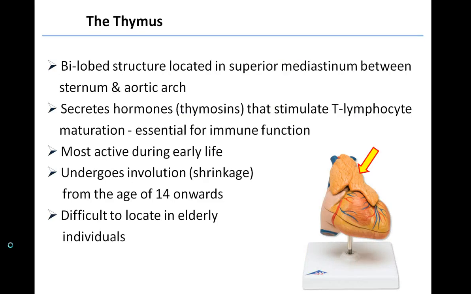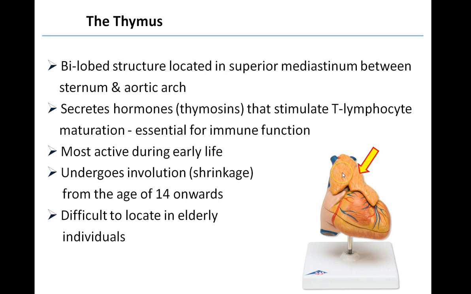Another organ of the lymphatic system is the thymus. It's a bilobed structure located in the superior mediastinum, found between the sternum and the aortic arch. There it is indicated on the diagram over here. So here's your heart, and here sitting on top of it, the aortic arch is behind us, posterior to this image here. You have the bilobed thymus.